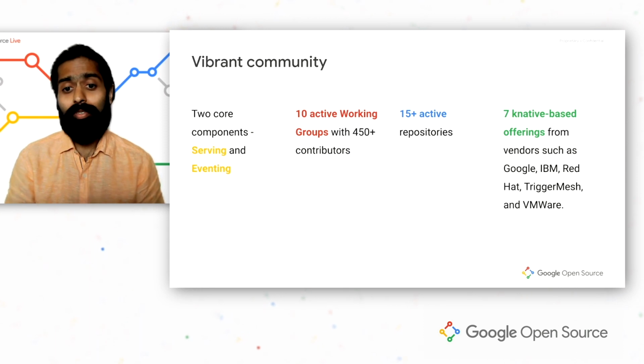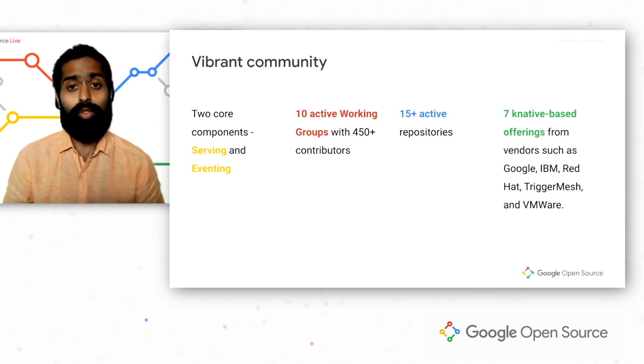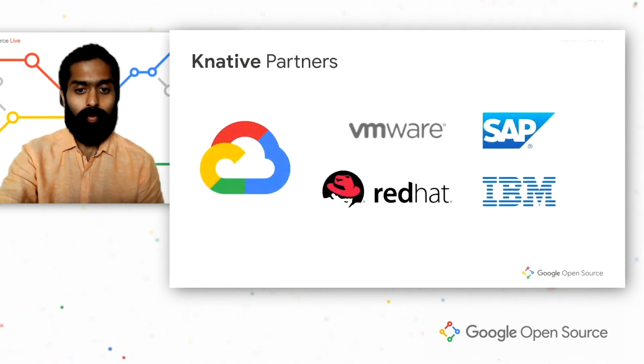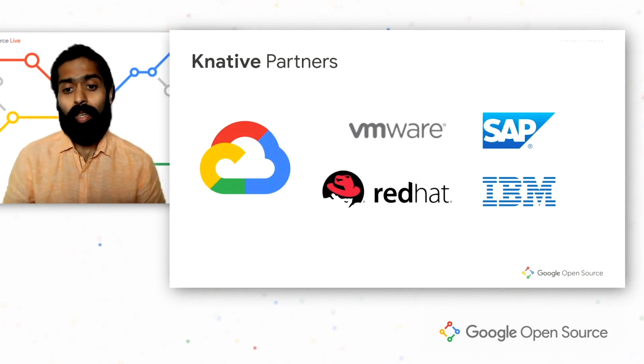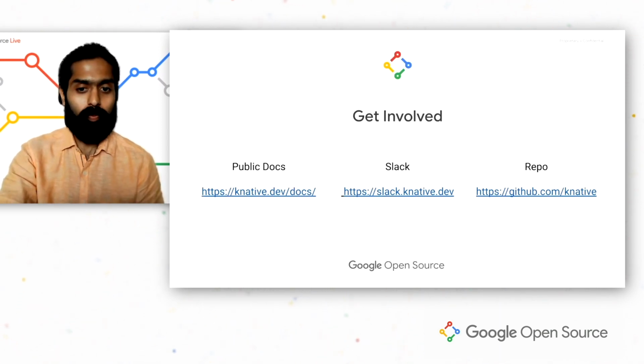We have more than 15 active repositories. On top of all this development, we have 7 different Knative-based offerings from vendors such as Google, IBM, Red Hat, TriggerMesh, and VMware. Knative is maintained by the community, which includes organizations such as Google, VMware, SAP, Red Hat, IBM, and a great ecosystem of startups.